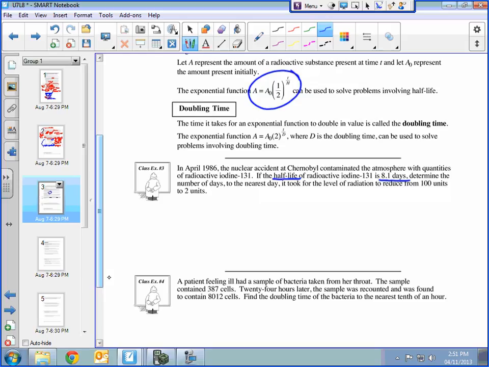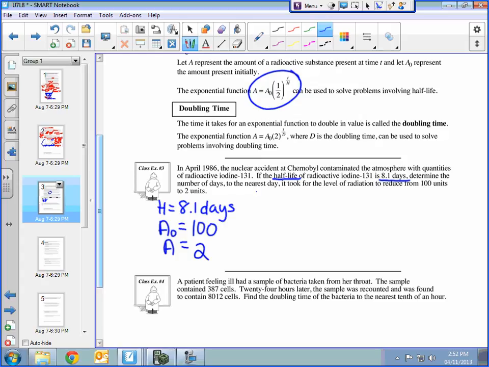The half-life of radioactive iodine 131 is 8.1 days. That's going to be my H. So your H is going to be 8.1 days. To reduce from 100 units to 2 units, I have an initial amount and an after amount. If I'm reducing from 100 to 2, my initial amount will be what? And what's my new one? 2.